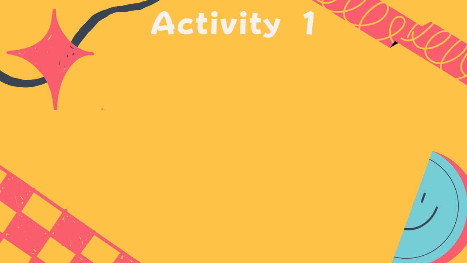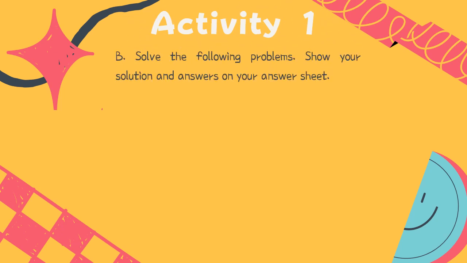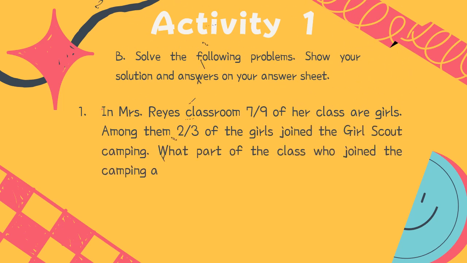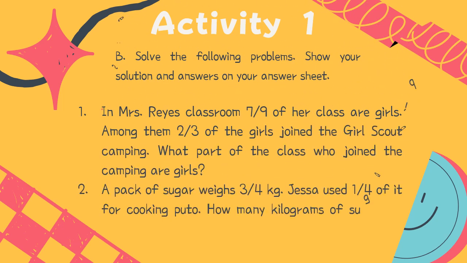Let us continue activity 1. This time, you're going to solve the following problems. Show your solution and answers on your answer sheet. Number 1. In Mrs. Reyes' classroom, 7/9 of her class are girls. Among them, 2/3 of the girls joined the Girl Scout camping. What part of the class who joined the camping are girls?